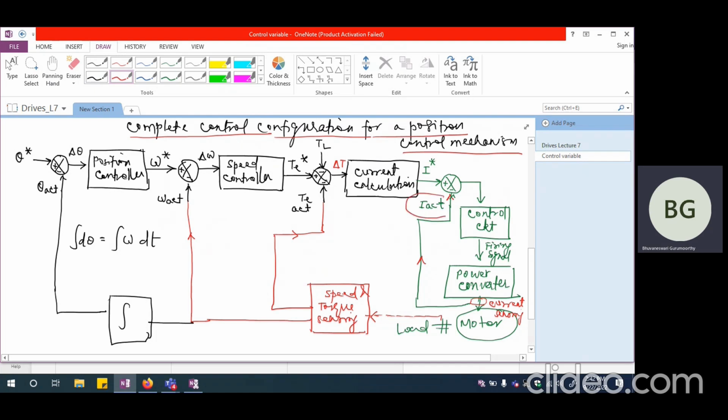So hopefully the current control loop should respond much faster because it involves only electrical time constant. Whereas if you look at the speed response, that is going to be slower because this involves mechanical time constant. So the time constant involved here is going to be mechanical time constant, whereas the time constant involved here is going to be only electrical time constant. So generally, the electrical control loop or the current control loop will be executed several times before it gets back to the mechanical control loop or the speed control loop.